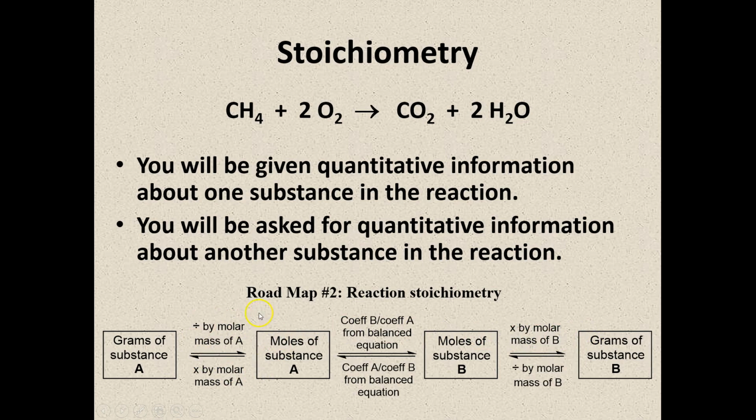We're going to use molar mass as a conversion factor. Again, over here, we would use molar mass as a conversion factor. And in the middle, we're going to use those conversion factors that we generated from the stoichiometric equivalencies, to convert moles of A into moles of B. So this is roadmap 2 on the roadmap handout that I have given you.